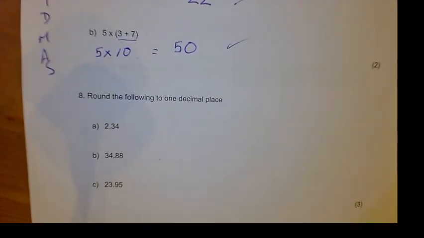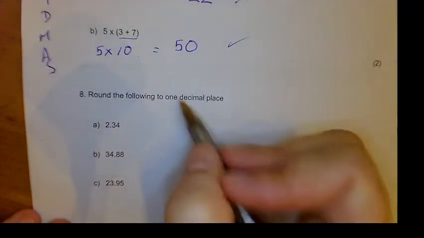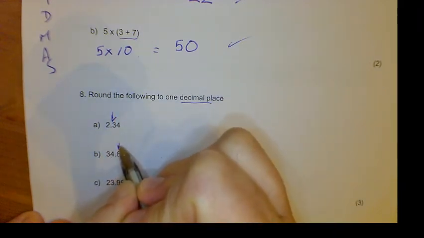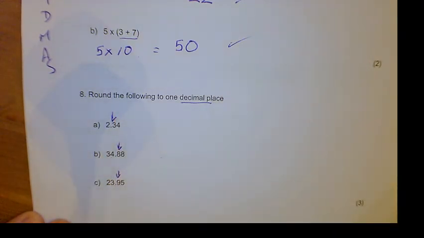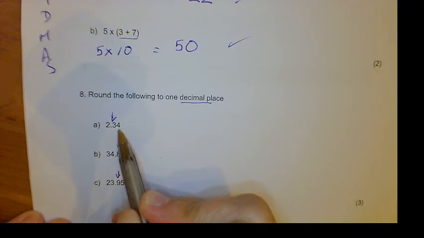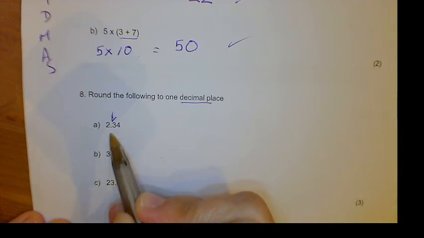Number 8. Now we haven't done much rounding, but this is a very important skill. 1 decimal place means 1 number after the dot. So there's the first number after the dot. All I'm going to look at is the number next to it on the right-hand side. If this number is 5 or bigger, that number changes. If it's not, this number doesn't change and this one vanishes.